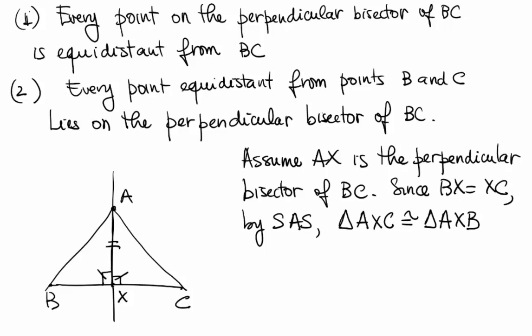And because AX is a perpendicular bisector, this side must be equal to that side, right? So by appealing to side angle side, we know that these two triangles are congruent to each other, and we can conclude AB is equal to AC.